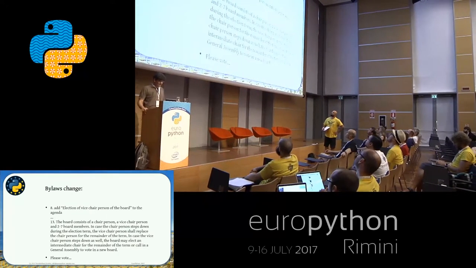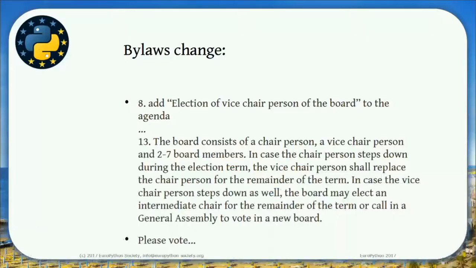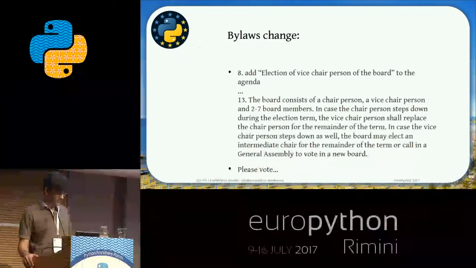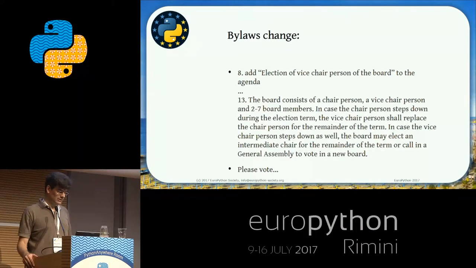You haven't seen the changes. These are the changes, so I can just read them. One change is that on the agenda for the General Assembly, we're going to add election of the vice chairperson of the board. And position 13 now says the board consists of a chairperson, a vice chairperson, and 2 to 7 board members. Previously, we had just a chairperson and 2 to 8 board members, the chair not being counted as a board member. In case the chairperson steps down during the election term, the vice chairperson shall replace the chairperson for the remainder of the term.